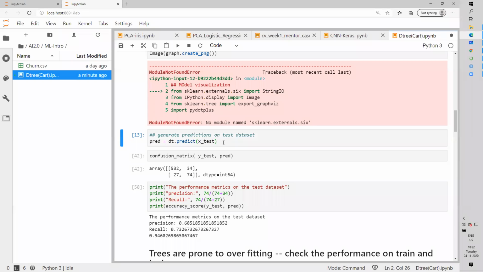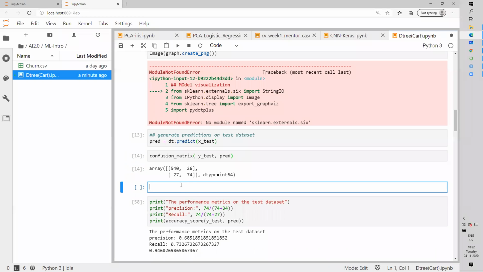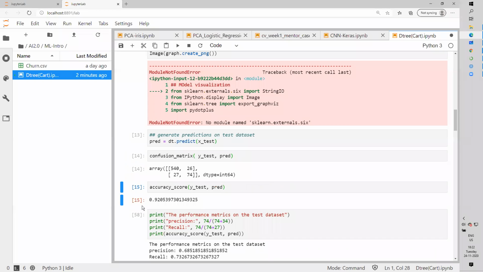Now, how good are these predictions? We try to generate that with the help of the confusion matrix. Don't worry about this. These two are our correct decisions. So what is our accuracy? Accuracy score of y underscore test comma prediction. We have all inbuilt functions. We are 92% accurate in making our decisions.